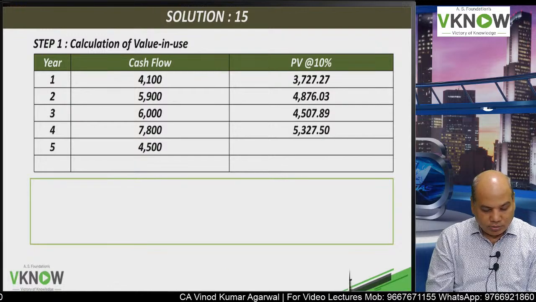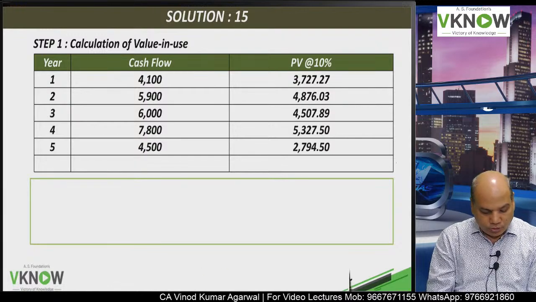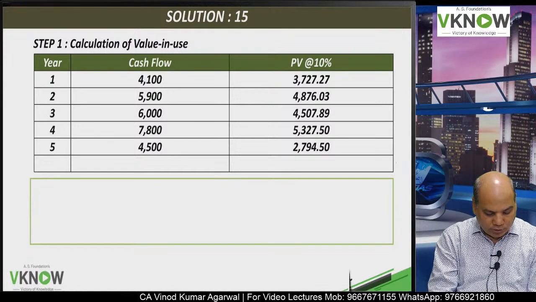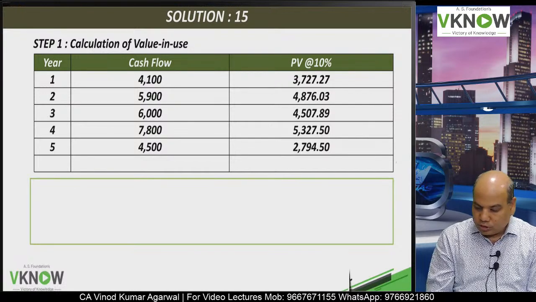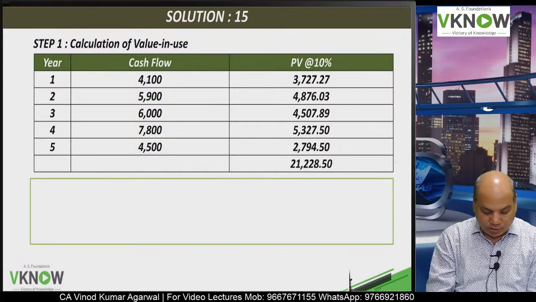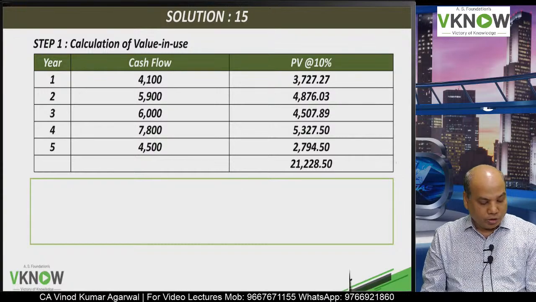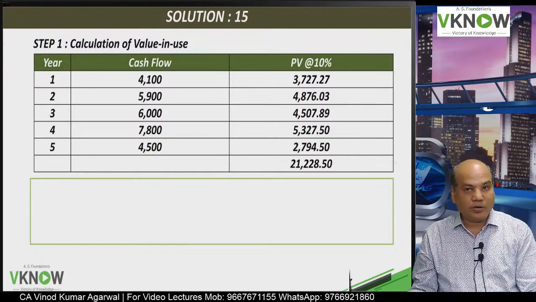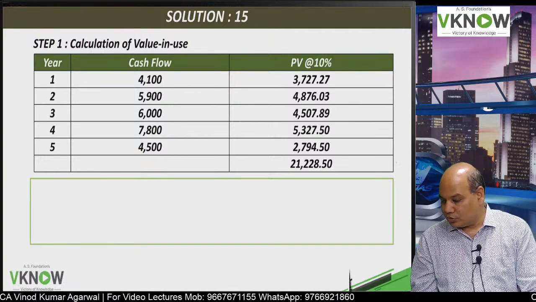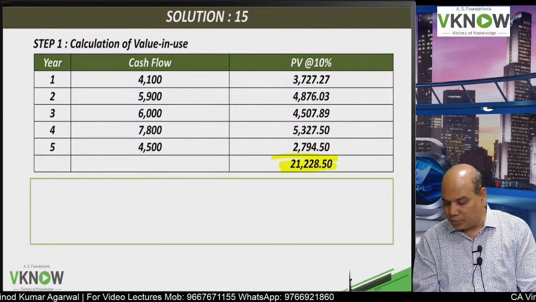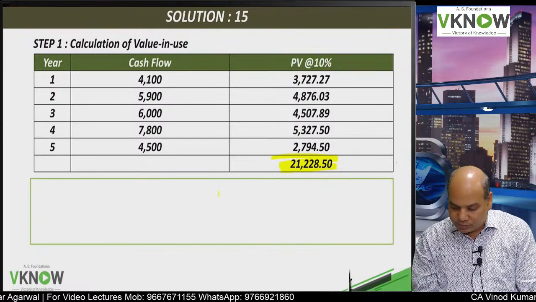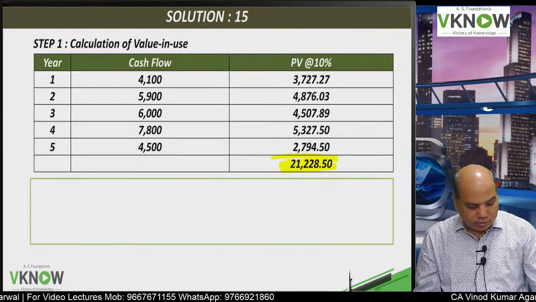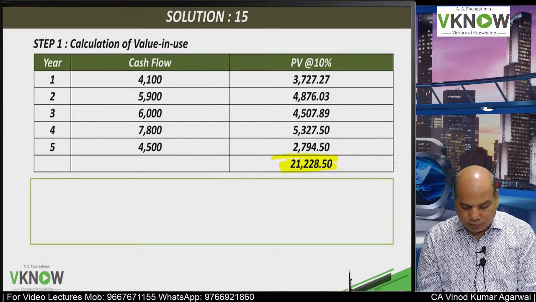Fifth year 4500 divided by 1.10, 5 times, equals 2794.50, memory plus, memory recall. Use the memory plus function properly, you will get the answer. So the answer is 21228.50. This is your value in use.